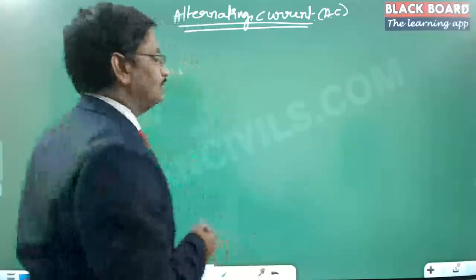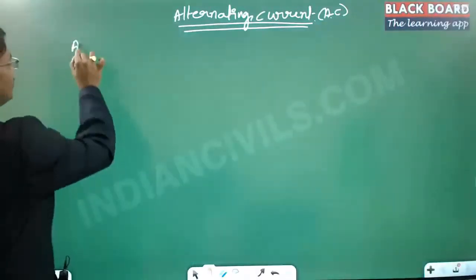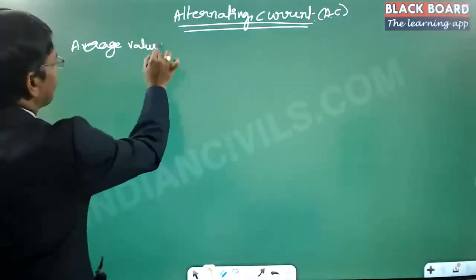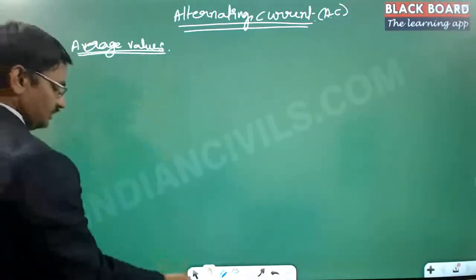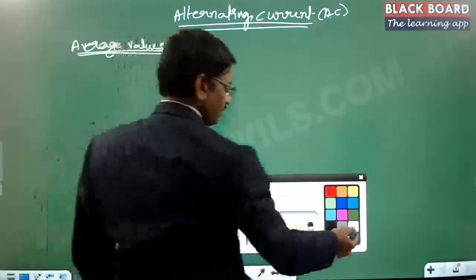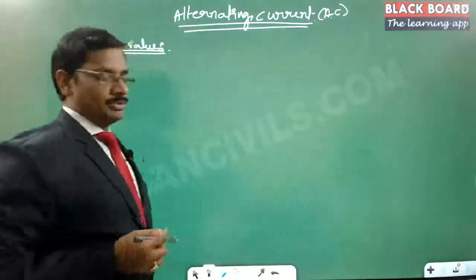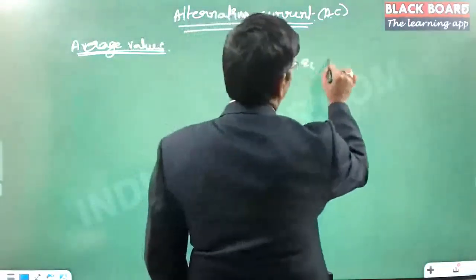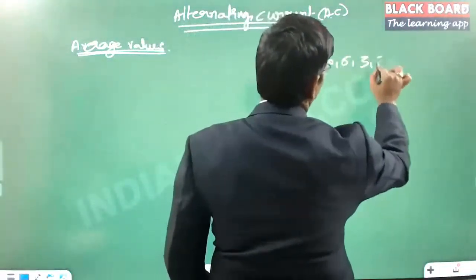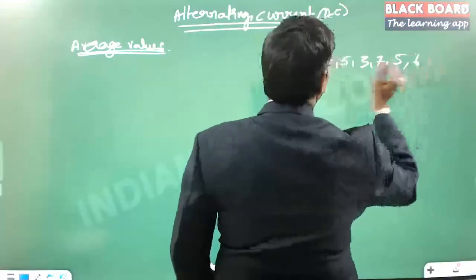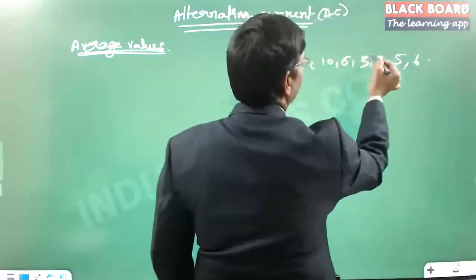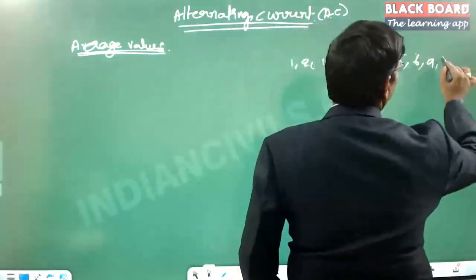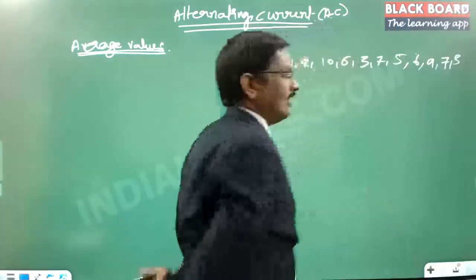Now the average value, this was asked once in UPSC. Let me explain what this average value is. Suppose I have 10 data points. Let us say 1, 2, 10, 5, 3, 7, 5, 6, that is 8 values, and then 9, 7, 3. So 10 values are there.